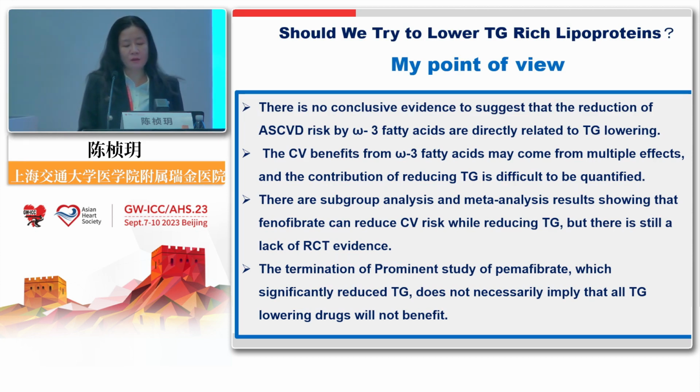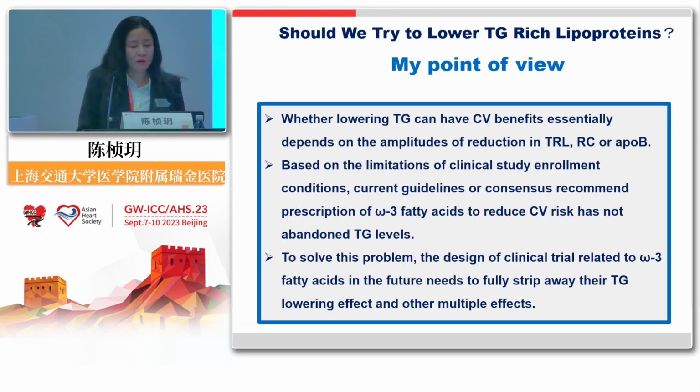The PROMINENT study of pemafibrate, which significantly reduced TG, does not necessarily imply that all TG lowering drugs will not benefit. Whether lowering TG can have CV benefit essentially depends on the amplitude of reduction in TRL, remnant cholesterol, or ApoB. Based on the limitations of clinical trial enrollment conditions, current guidelines, consensus and statements recommending omega-3 fatty acids to reduce CV risk have not abandoned TG levels.